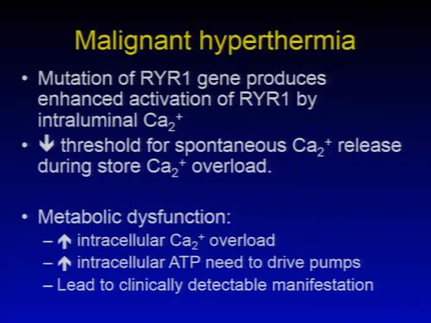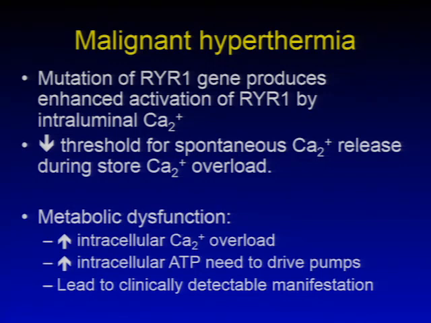Malignant hyperthermia is caused by a mutation of the ryanodine receptor-1 gene, which produces an enhanced activation of the ryanodine receptor-1 by intraluminal calcium and leads to decreased thresholds for spontaneous calcium release during stored calcium overload. Its metabolic dysfunction is seen by the increase in intracellular ionized calcium overload, which results in increased intracellular ATP need to drive pumps.